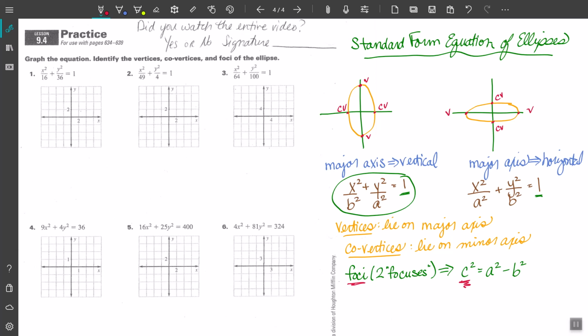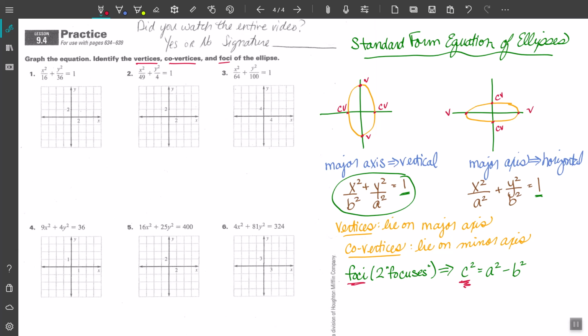So let's take a look at number 1. We're going to graph the equation. The first thing we need to do is identify our vertices, our co-vertices, and then the foci of the ellipse. So we're going to double check, make sure it's in standard form, which it is. Then we're going to find the vertices. Now, the vertices are going to be the points that lie on the major axis.